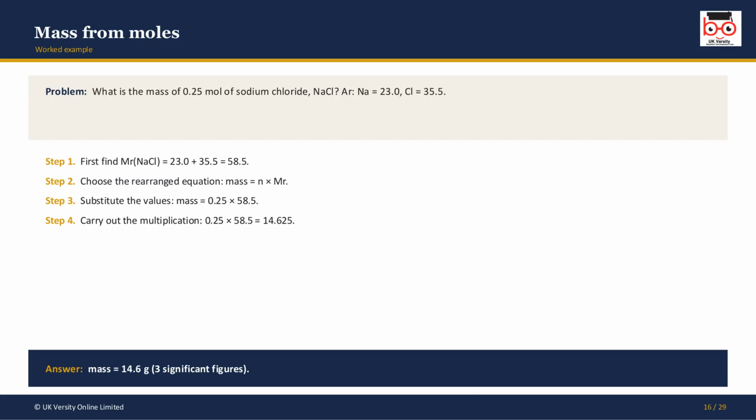Now the reverse, finding a mass from moles. What's the mass of 0.25 moles of sodium chloride, given sodium is 23.0 and chlorine 35.5? First work out the Mr of sodium chloride, 23.0 plus 35.5, which is 58.5. Now use the rearranged form, mass equals N times Mr. Substitute, mass equals 0.25 times 58.5. That multiplication gives 14.625, which we round to 14.6 grams to 3 significant figures.